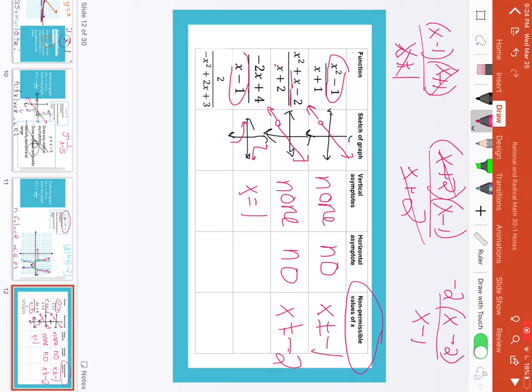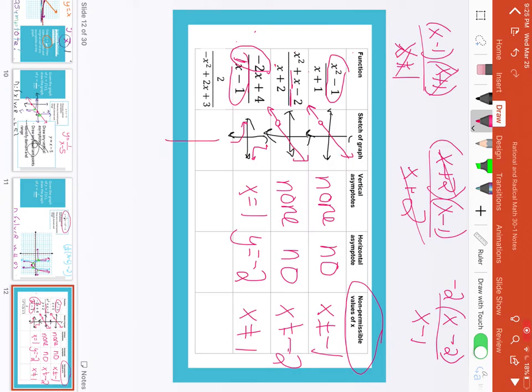You will also notice there's a horizontal asymptote. Notice how the degree of the numerator is the same as the degree of the denominator. So that's when I divide the leading coefficients. So -2 divided by 1, because I'm going to put a 1 there, is -2. So my horizontal asymptote would be when y equals -2. My non-permissible values of x, in this case, would just be that vertical asymptote, so x cannot equal +1.